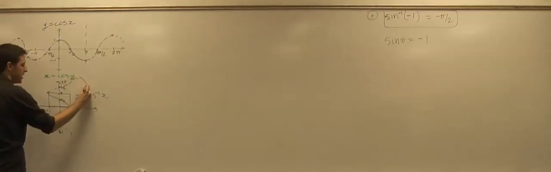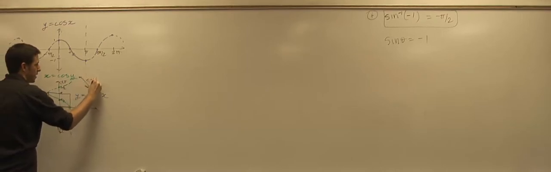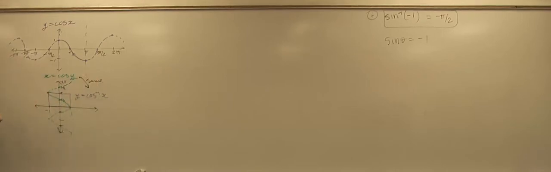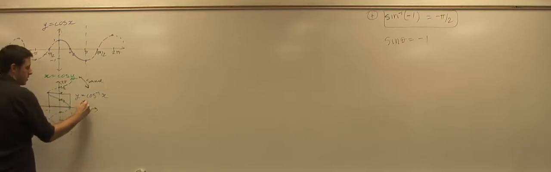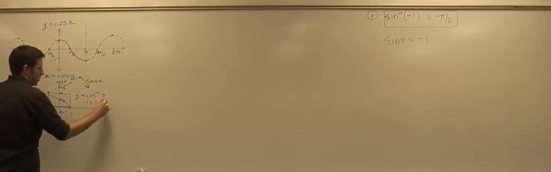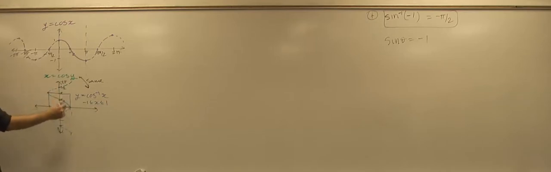Cos inverse of x means x equals cos y. It means solve this equation, but you have to have x between negative 1 and 1 and y between 0 and pi. These equations mean the same thing as long as x is between negative 1 and 1 and y is between 0 and pi.